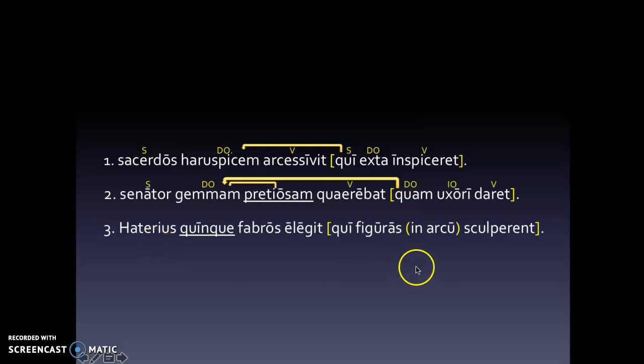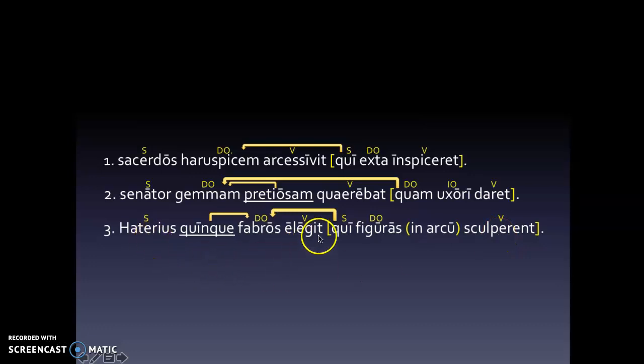All right, here we have a qui, relative pronoun, a subjunctive, and then we have a prep phrase in here. Quinque, the 5 craftsmen. Qui is referring back to the craftsmen. We've got a nominative subject, an accusative direct object. We've got our main verb. Qui is the subject of our dependent clause. Figuras, accusative direct object, and then our verb inside of our dependent clause.